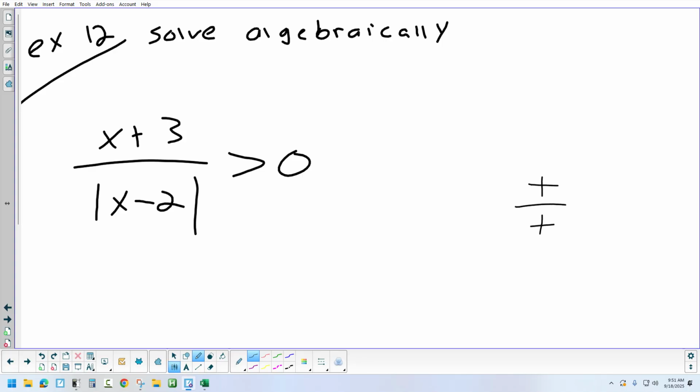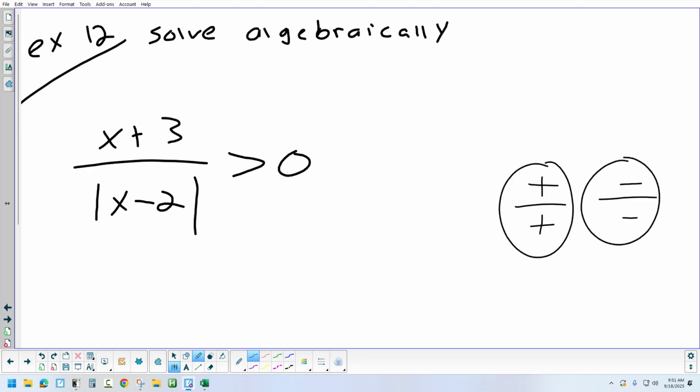Positive divided by a positive will always give you a result bigger than 0. What else could you have? Negative divided by negative. You could have a negative divided by a negative, and that will also always give you a result bigger than 0. Out of these two cases, only one of them is possible in this problem. Is case 1 the one that could happen here, or is it case 2? Case 1. It has to be case 1. Case 2 could never happen in this problem.